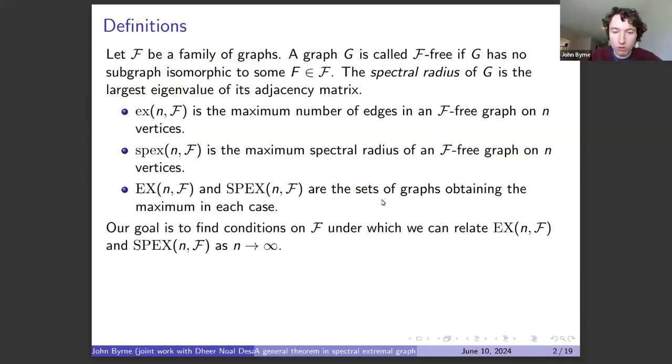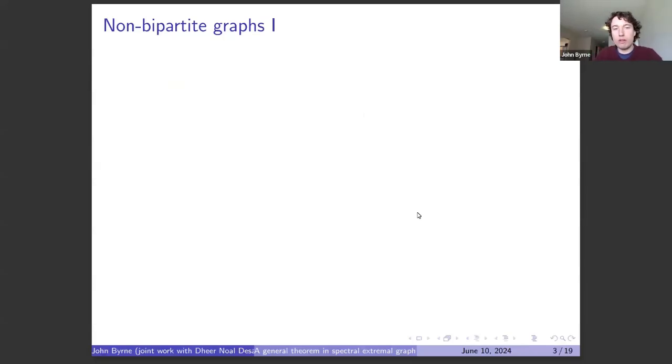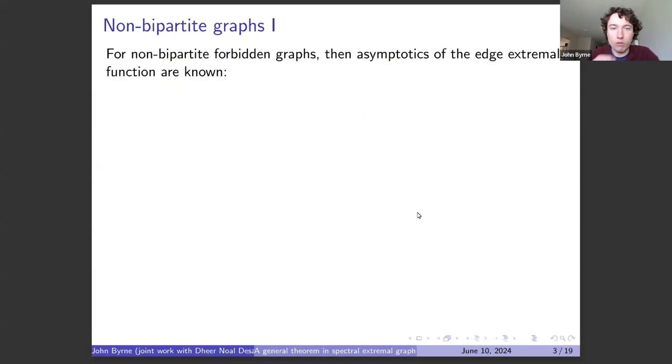And the basic goal of this line of research is to find some conditions on the forbidden family which will allow us to describe a relation between the extremal graphs and the spectral extremal graphs when n is large enough. So typically you will find results in which one can say that the spectral extremal graphs are contained in the edge extremal graphs. And that's also the flavor of result that we were going for in this research. So I'll give some brief background on extremal graph theory to get oriented.